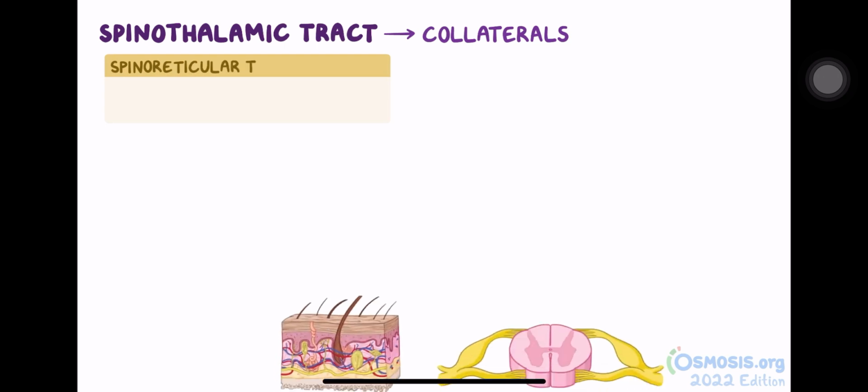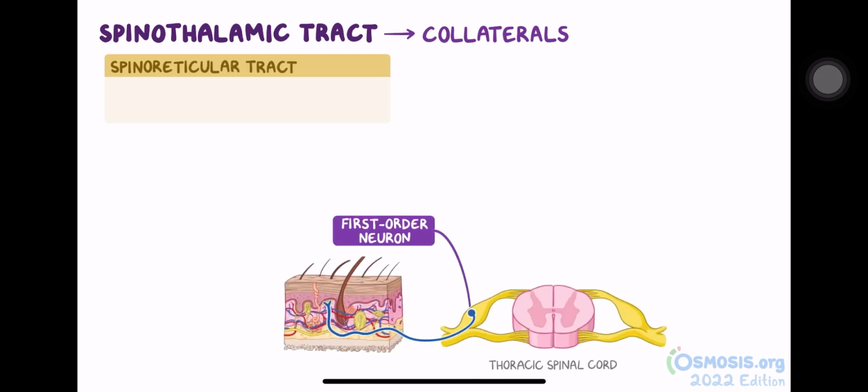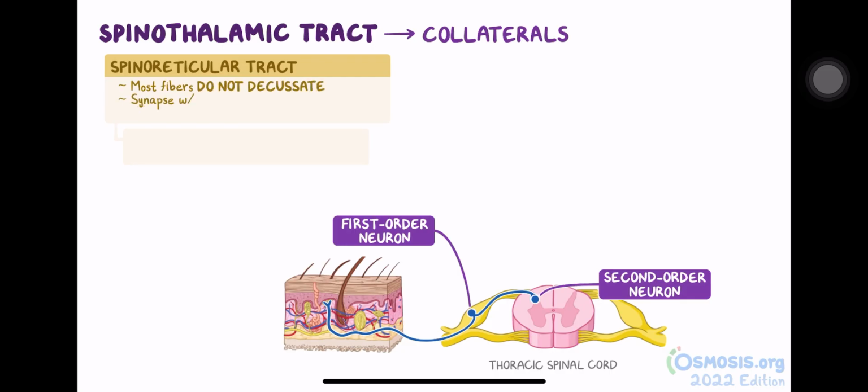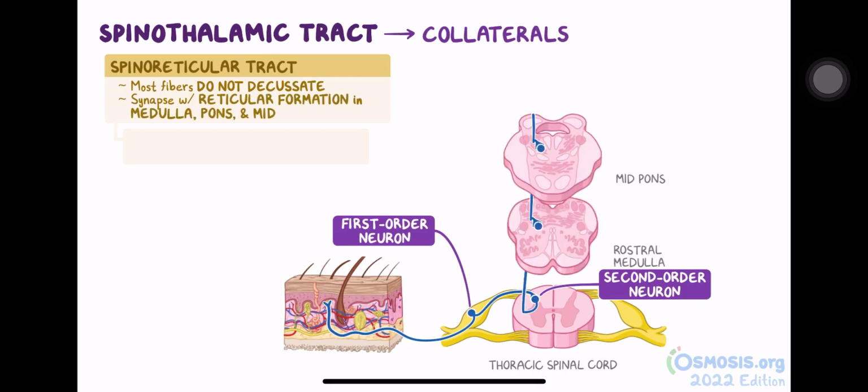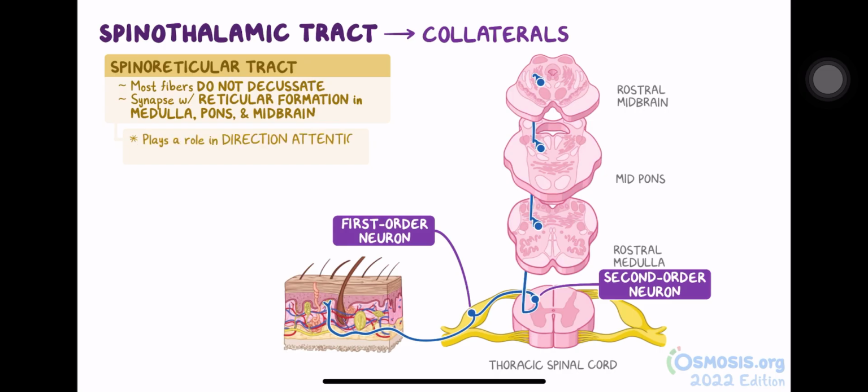Next is the spino-reticular tract. Its first-order neurons enter the spinal cord from the dorsal root ganglion and enter the gray matter, where they synapse with the cell bodies of the second-order neurons. Second-order neuronal axons of this tract ascend in the lateral white column, mixed with axons of the lateral spinothalamic tract. Most of the fibers of the spino-reticular tract do not decussate. They terminate by synapsing with the cell bodies of neurons within the reticular formation in the medulla oblongata, the pons, and the midbrain. Since the reticular formation plays a role in alertness and attention, the spino-reticular tract plays a role in directing attention towards painful stimuli.